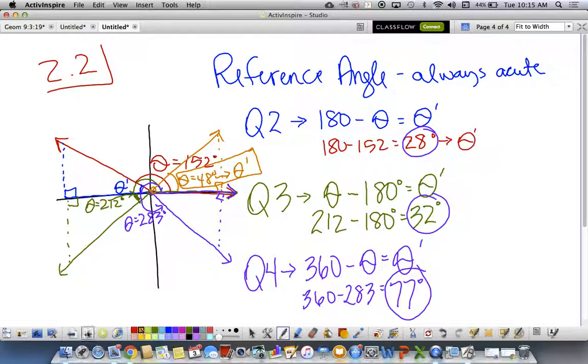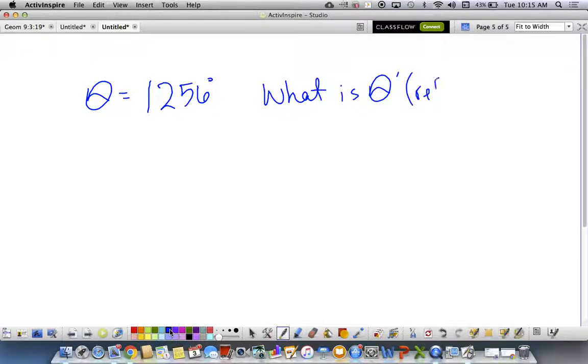Alright, here we go. If I give you an angle that is more than 360 degrees, what do you have to do? So if my theta is 1,256 degrees, and my question is, what is theta prime? Or your reference angle? I actually will use the word reference angle a lot more than theta prime. What quadrant is it? For quadrant 3, why didn't we use 270? Because we don't ever draw a triangle to the y-axis. We always draw it to the x-axis. Why?